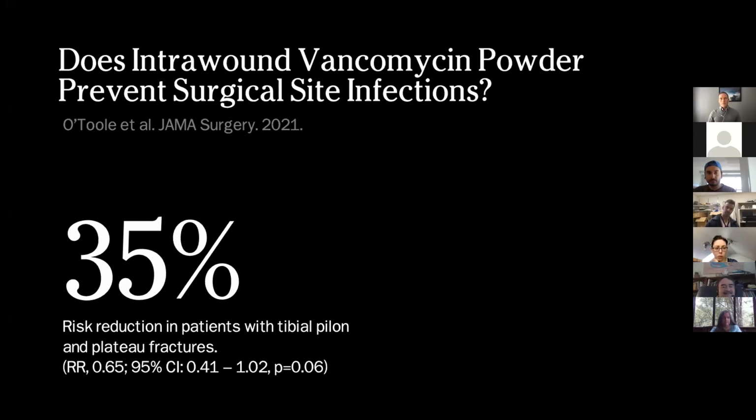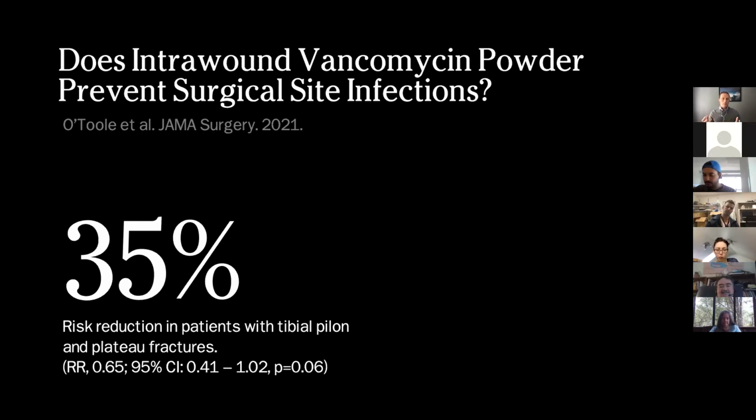And as Gerard mentioned, one of the purposes of this talk at this time is that we'd like to use the PREPA data to start doing some of these instrumental variable analyses. And the first one in particular that we're looking at is the use of intra-wound vancomycin powder. A number of the people on this call were involved in the VANCO trial, which was recently published, and that asked the causal question: does intra-wound vancomycin powder prevent surgical site infections? And it found a huge effect. It was a large randomized controlled trial, about 1,000 patients, and found a 35% risk reduction in patients that were treated with intra-wound vancomycin powder.